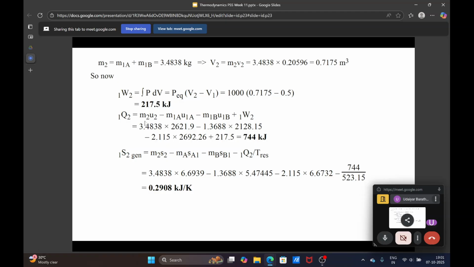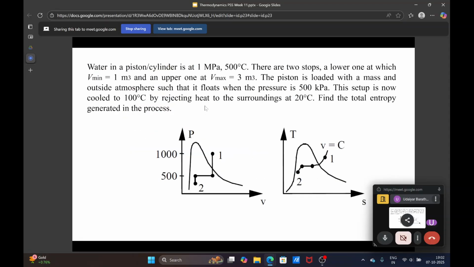And Q2 is again the change in internal energy plus the work done, which is from the first law. So that comes out to be 744 kilojoules. And the entropy generated is the entropy change of the water minus the entropy change because of the heat transfer, so minus Q by T. The reservoir temperature is 250 degrees Celsius. So substituting the values, we get the entropy generated to be 0.2908 kilojoule per Kelvin.